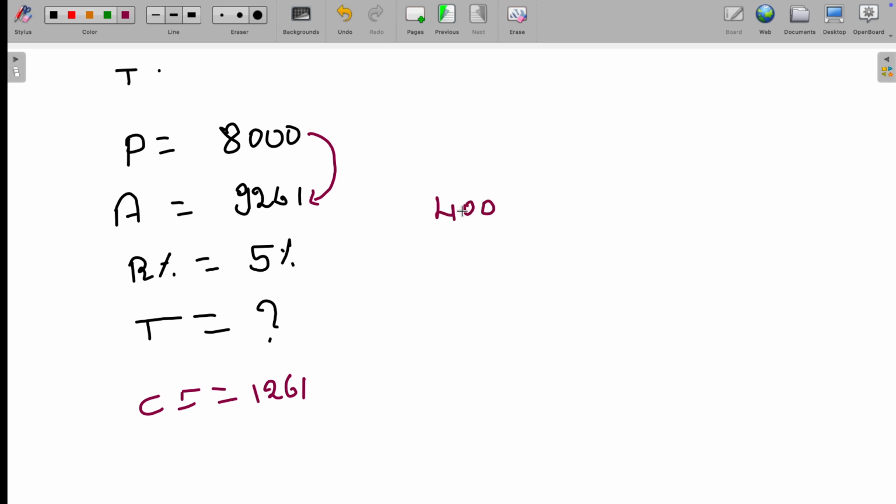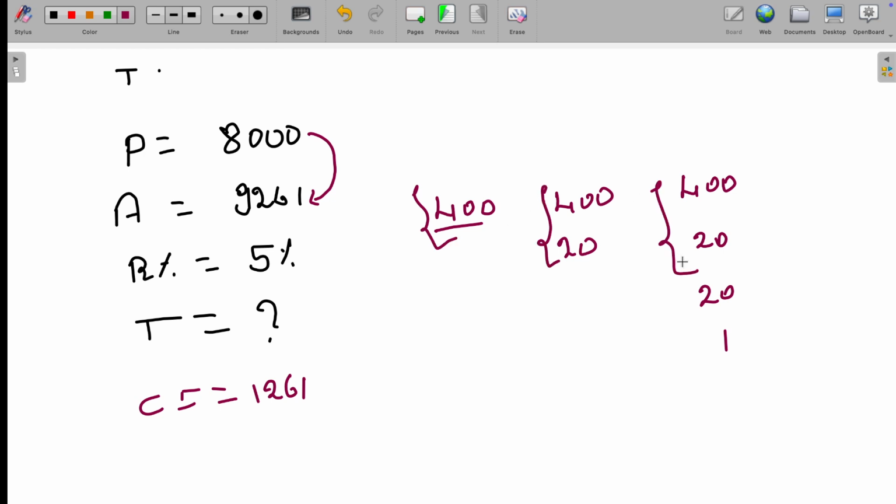So first option eliminated. They will give options 1, 2, 3, 4 for example. First year only I will get 400, so first option eliminated. Second option: 400 plus 420, so 820, but I want 1261, so second option also eliminated. Then third year I will write 400 plus 420 plus 441, 1261 I got, which means answer will be 3 years. How many trees are we writing here? One tree for 1 year, one tree for second year, one tree for third year. Per year one tree, like that 3 years I am writing. So answer will be 3 years.